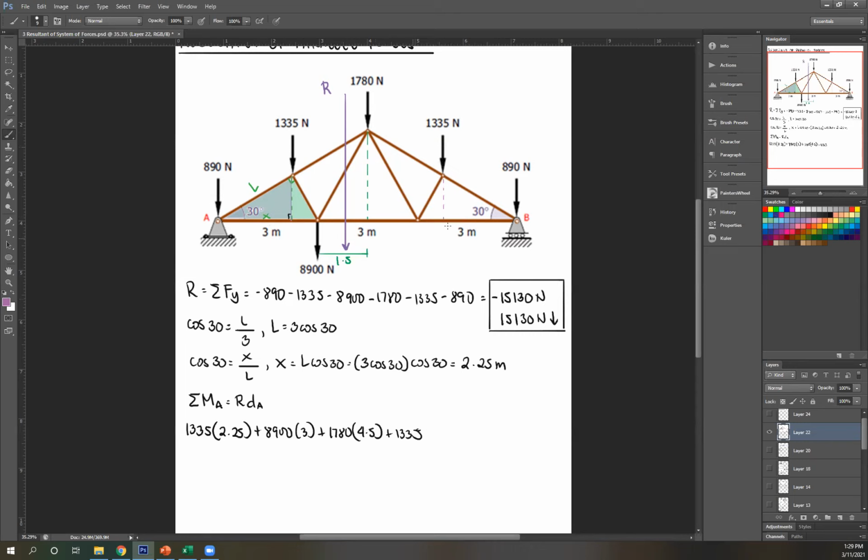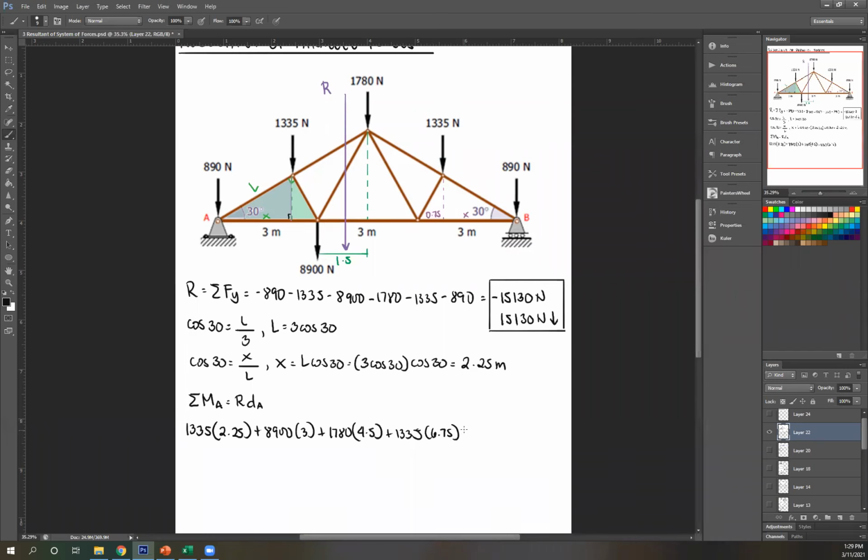So they're symmetrical, meaning this X is the same as this X. Therefore, if X is 2.25, this length is actually just 3 minus 2.25, which is 0.75. So therefore, total distance of 1335 is 3 plus 3 plus 0.75, that's 6.75.